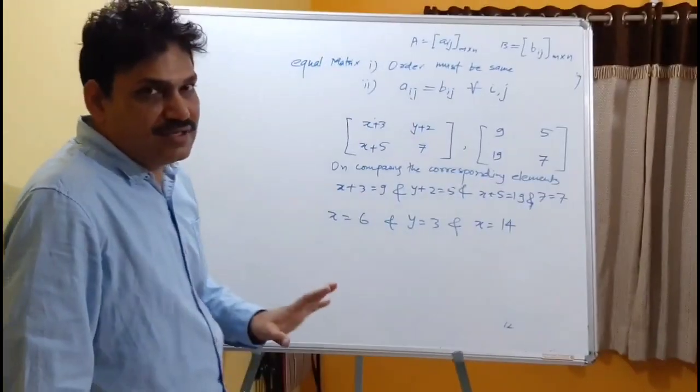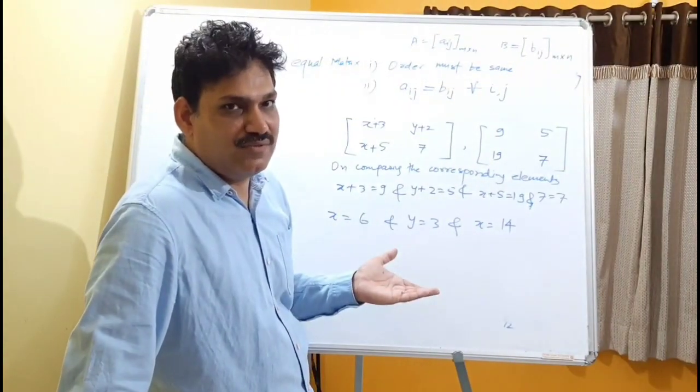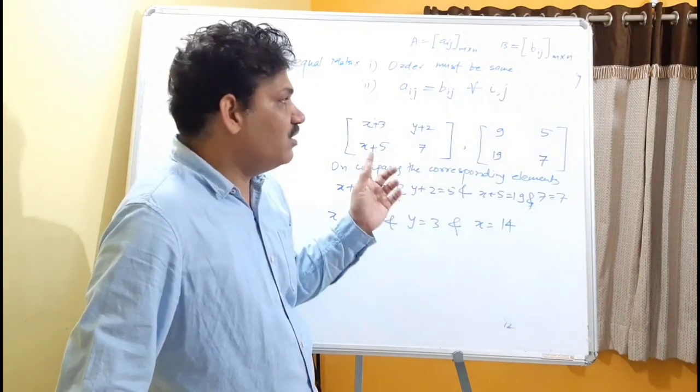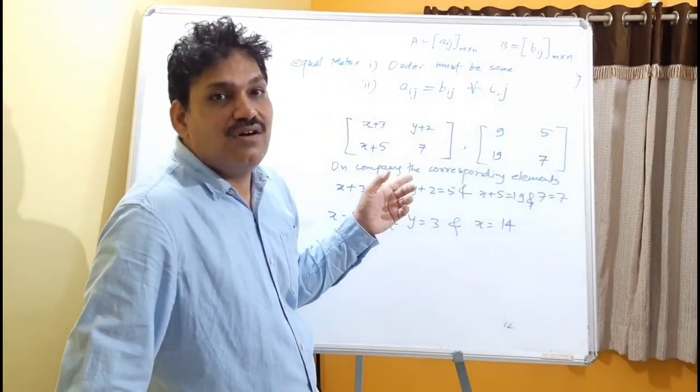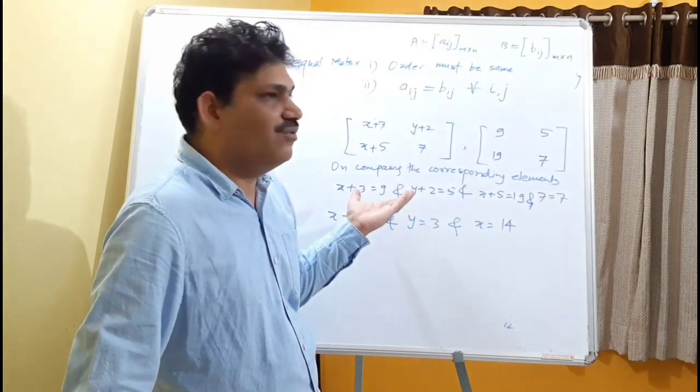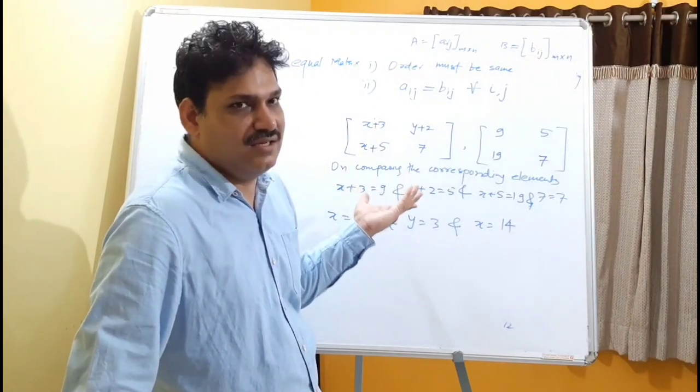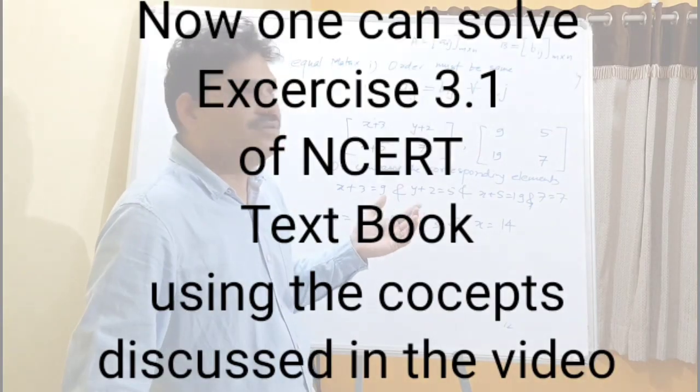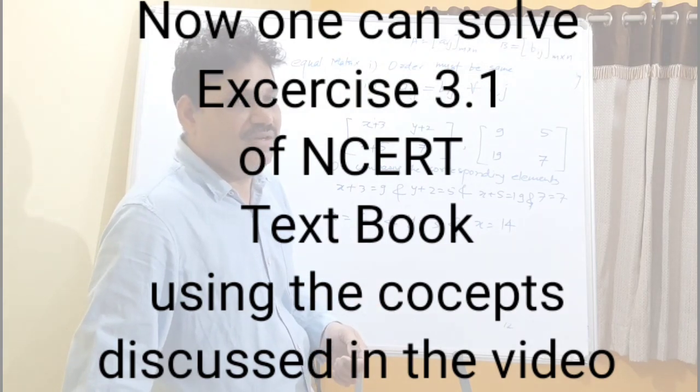There is a multiple choice question in our NCERT textbook, where the two matrices cannot be equal for any value of x, y and z. So we can go for exercise 3.1 and other exercises.